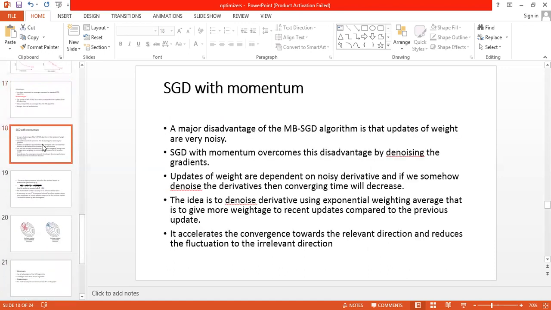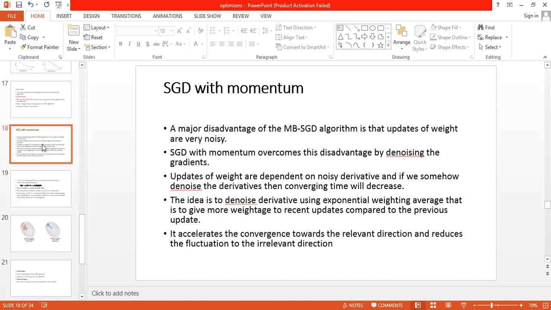Now next is our SGD with momentum. This also tries to overcome the problem related to mini batch SGD. Here we are adding one more term, called momentum, and this momentum is used for denoising the gradients related to mini batch. Now the weight updates depend on the noisy derivative, and when we denoise the derivative, it means we are converging a little bit faster.